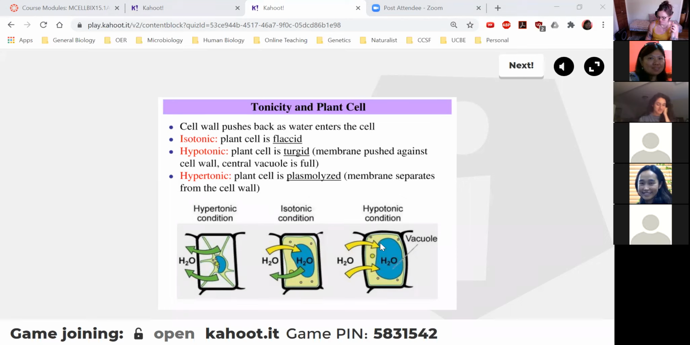In hypotonic solution, a lot more water moves in and fills the central vacuole, and that pushes the membrane against the cell wall. This is called turgid, and this is when the plant cells are the happiest. And then of course in hypertonic solution, they lose so much water that they become very dehydrated. If you look under the microscope, the membrane will peel off from the cell wall, and the central vacuole doesn't contain a lot of water. That state is called plasmolyzed.